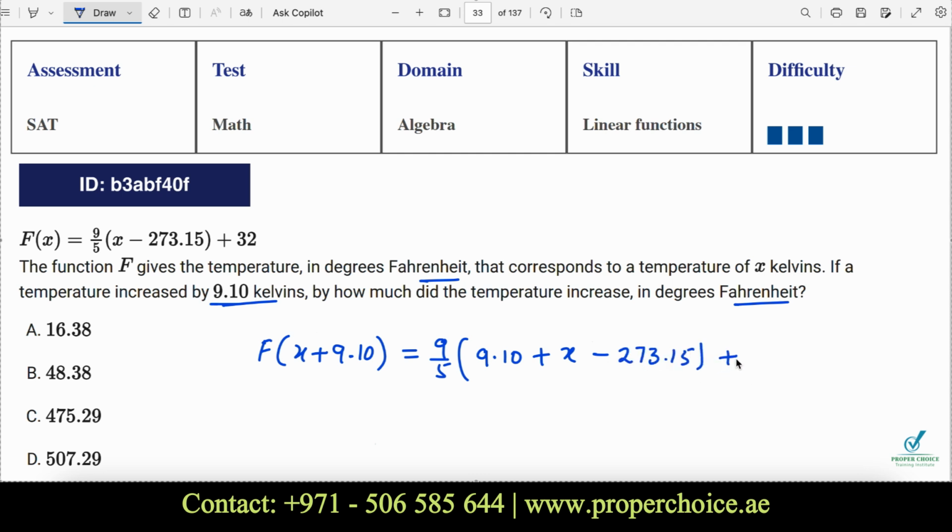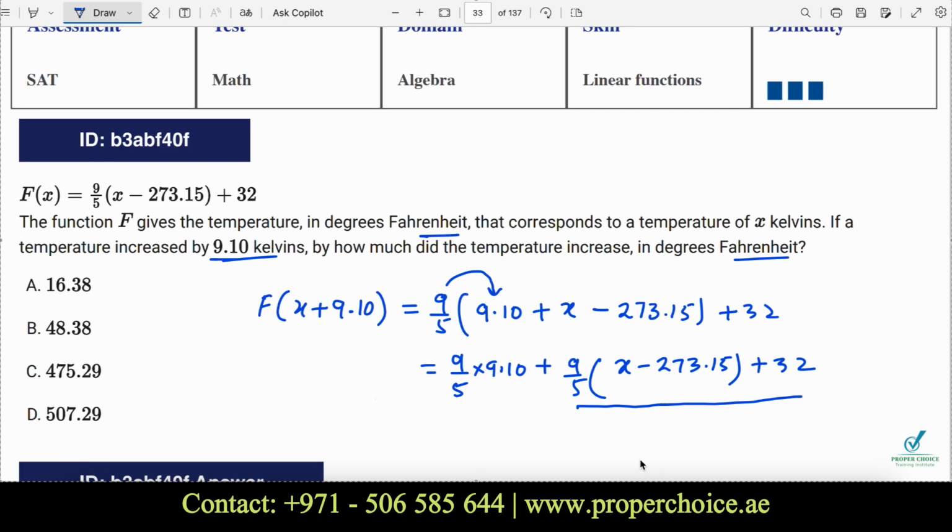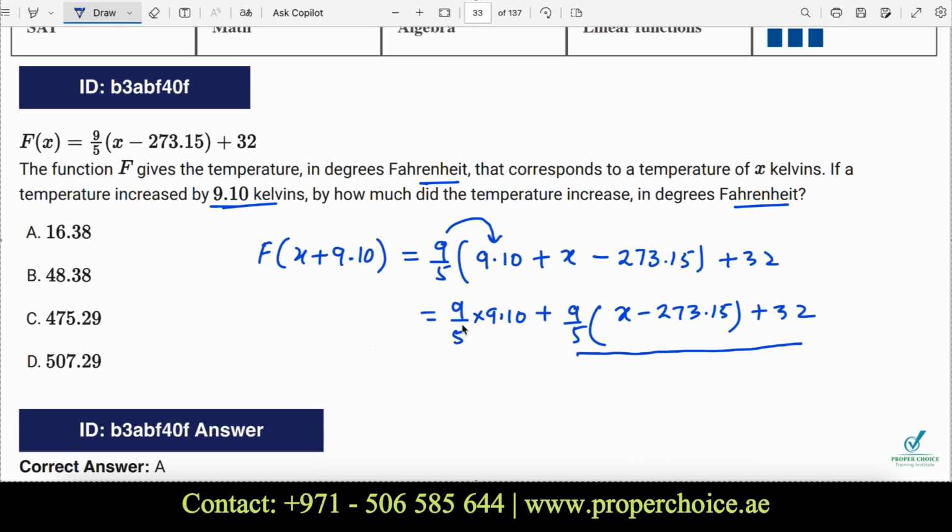273.15 plus 32. Now if you distribute it very carefully, what happens? This becomes 9 by 5 times 9.10 plus, and if you distribute the 9 by 5 to this entire term, which can also be written as 9 by 5, I am writing it in terms of the given function itself, x minus 273.15 plus 32. This is the same as the initial value, which is going to be f of x. So now by what value did it get increased? It got increased by this much amount.